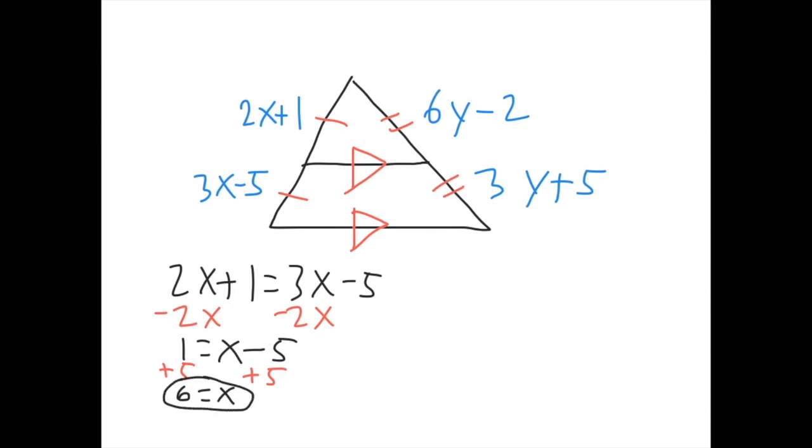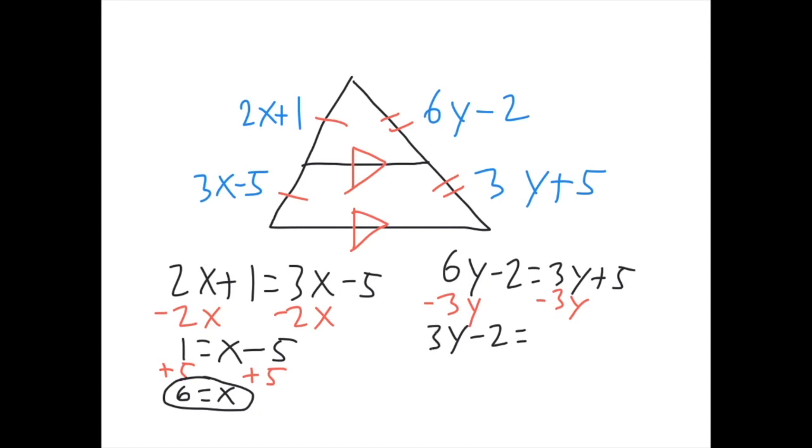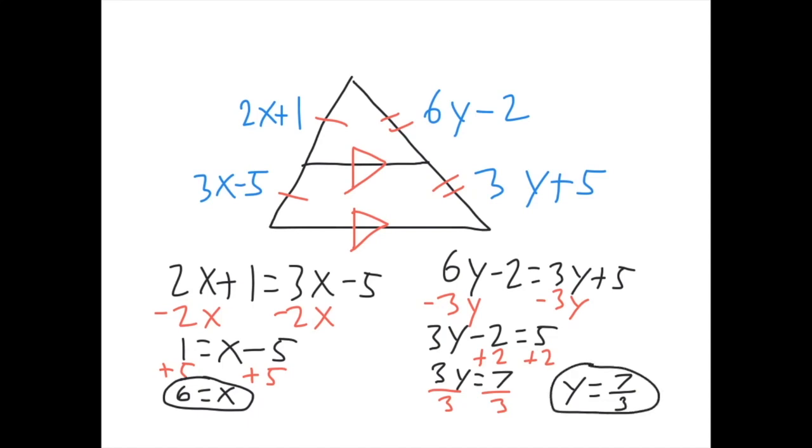So we know x equals 6, and then we can do the same thing to the other side. 6y minus 2 equals 3y plus 5. Subtract 3y from both sides. Gives us 3y minus 2 equals 5. Add 2 to both sides. Gives us 3y equals 7. Divide both sides by 3. And that'll give us y equals 7/3, or 2 1/3 if you want a mixed number. So in that case, you just solve for x and y, figuring out that if these two are congruent, then these two are going to be congruent.